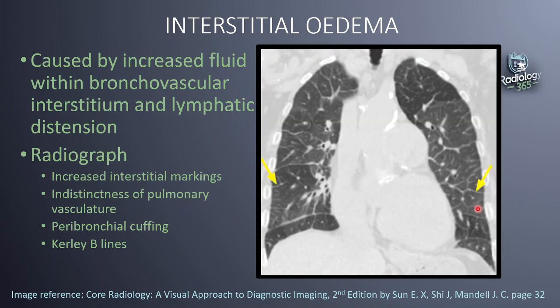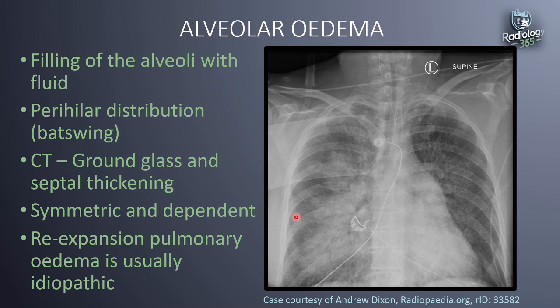And this chest CT shows smooth interlobular septal thickening, and that also corresponds to the Kerley B lines that we saw on radiography. There's a mild background of ground glass attenuation, which likely corresponds to early alveolar filling, which is the next stage after interstitial filling with increasing pulmonary venous pressures.